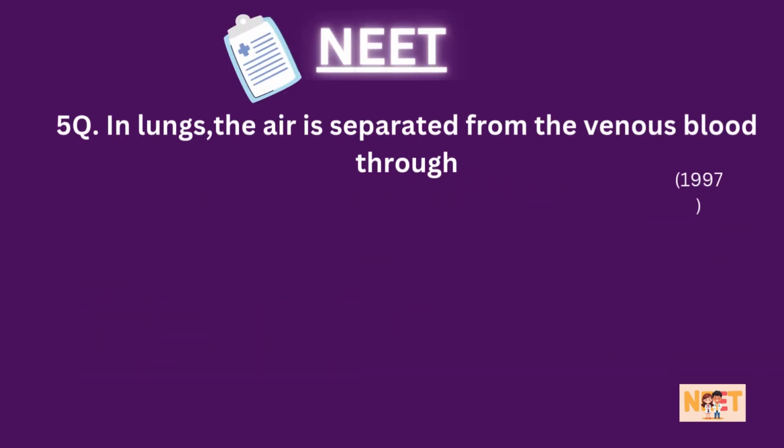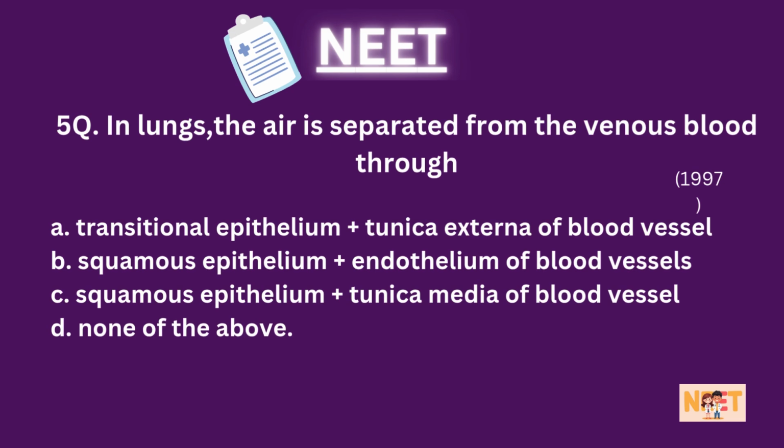Fifth question. In lungs, the air is separated from the venous blood through A. Transitional epithelium plus tunica externa of blood vessel. B. Squamous epithelium plus endothelium of blood vessels. C. Squamous epithelium plus tunica media of blood vessel. D. None of the above.